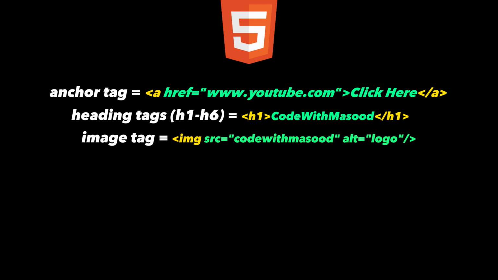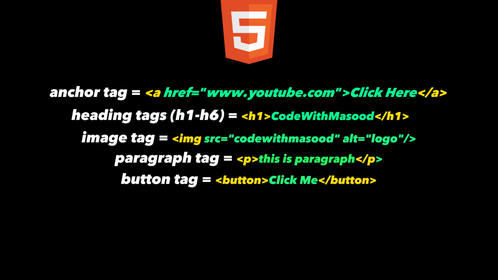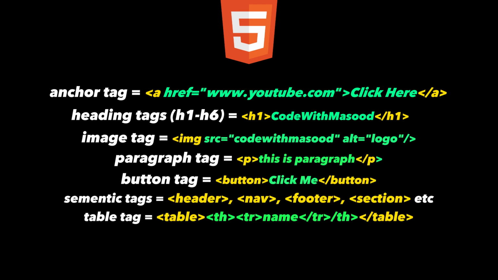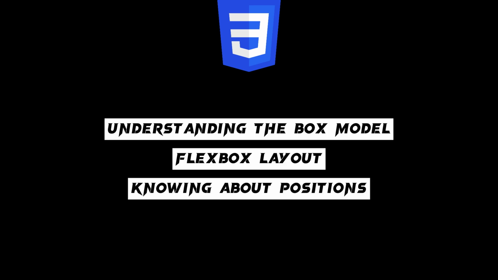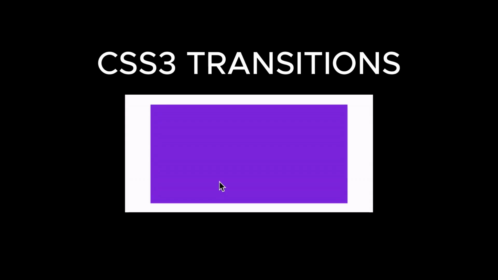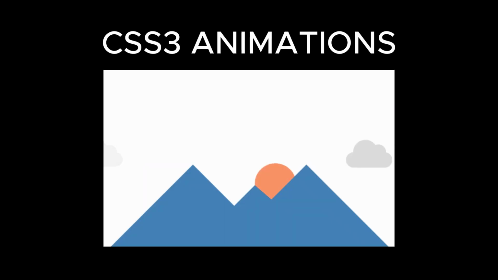Here are some of the most used concepts to learn in HTML, which include anchor tag, heading tags, image tag, paragraph tag, buttons, semantic tags, tables and unordered lists. For CSS, here is the list of key concepts to understand, which includes the box model, knowing the flexbox layout and understanding positions. Also, you can learn the basics of transitions and animations if you want to create a stunning animated site, else you don't need them as well.